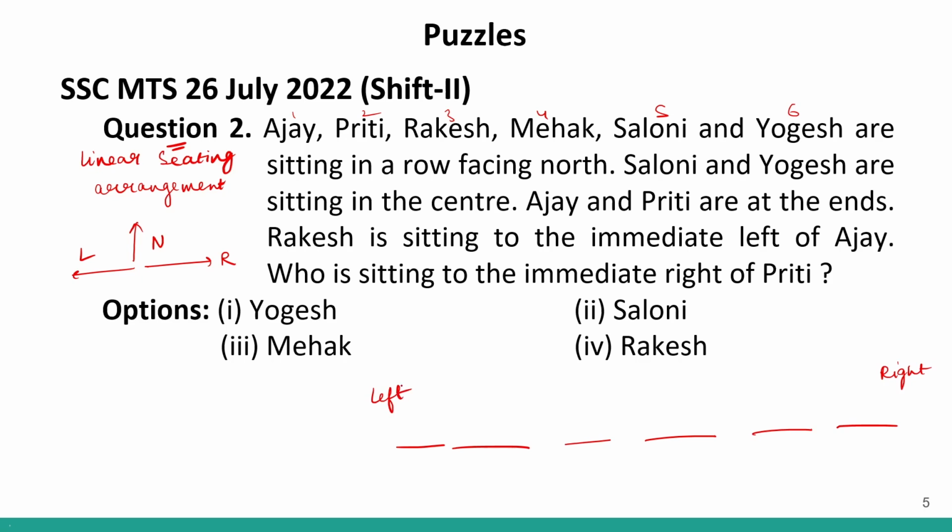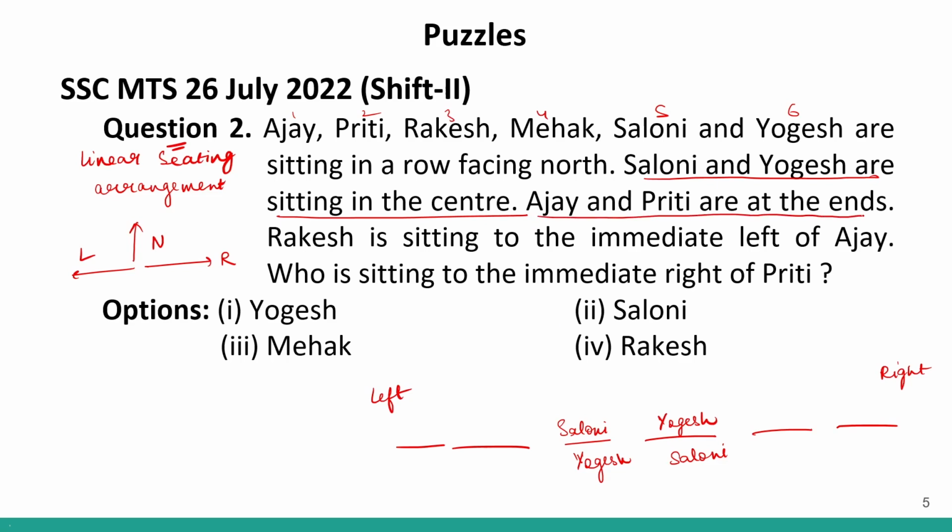Now, it is given to us that Saloni and Yogesh are sitting in the center. So Saloni can sit here and Yogesh can sit here, or Yogesh can sit here and Saloni can sit over here. We will have two possibilities, because it is not told to us whether Yogesh is to the right of Saloni or Saloni is to the right of Yogesh. That is not mentioned up till now.